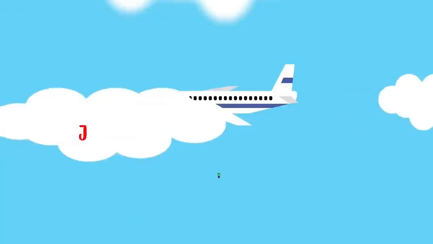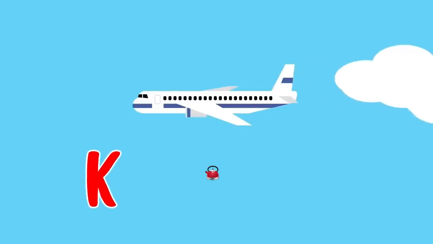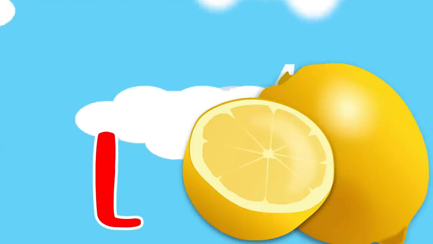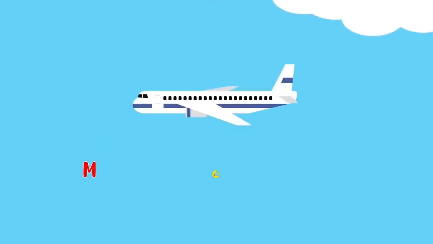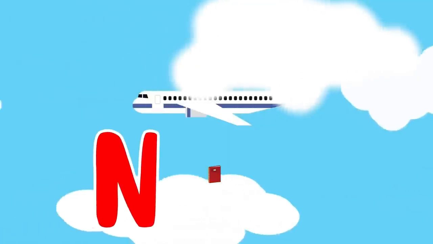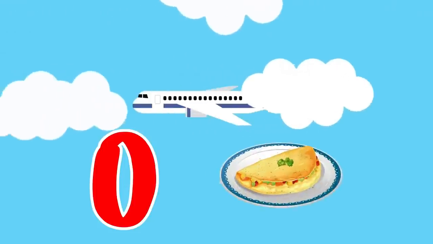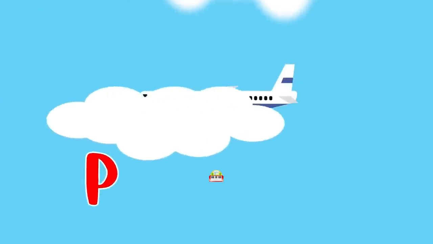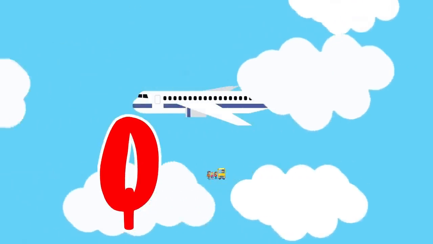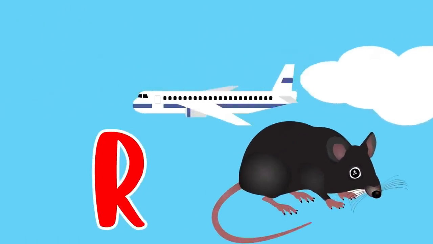I for igloo. J for joker. K for kettle. L for lemon. M for moon. N for notebook. O for omelette. P for piano. Q for cube. R for rat.